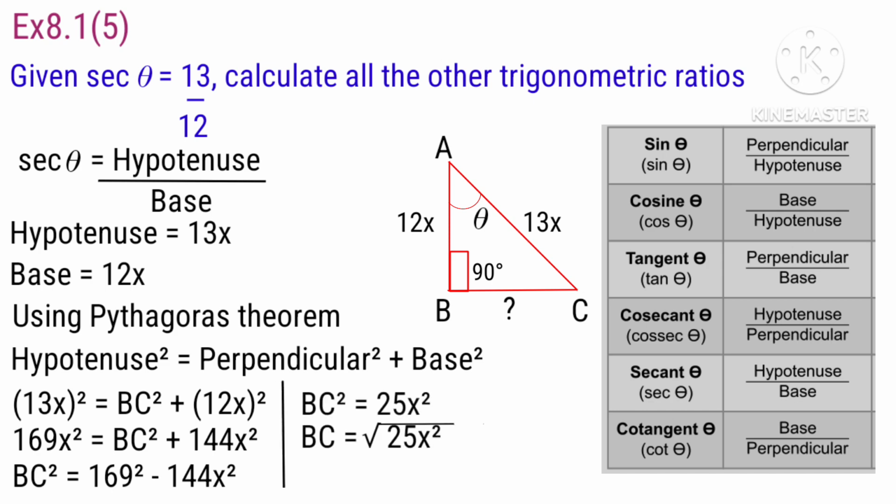that is, BC square is equal to 25x square. So when we take the square root on the other side, we'll get BC is equal to square root of 25x square, and x square and square root will get cancelled. So we'll get BC is equal to 5x. So the perpendicular side is 5x. Now we have to find all the rest of the trigonometric ratios.